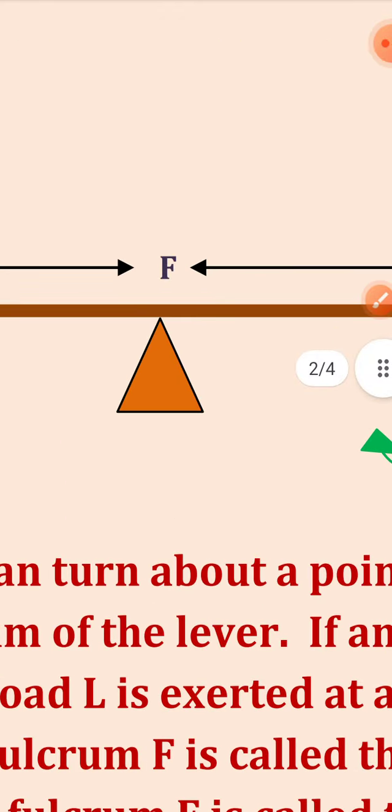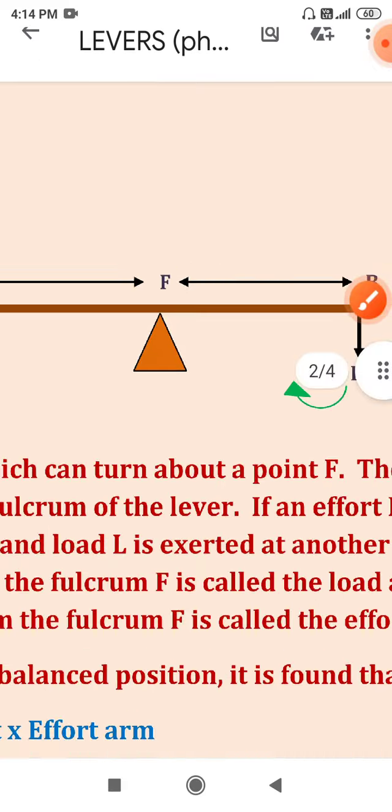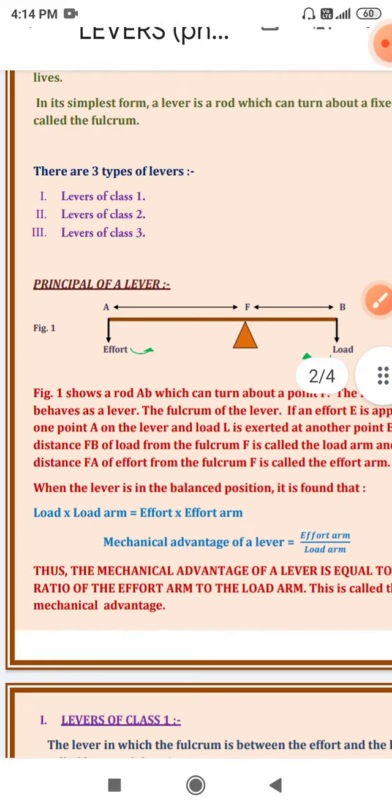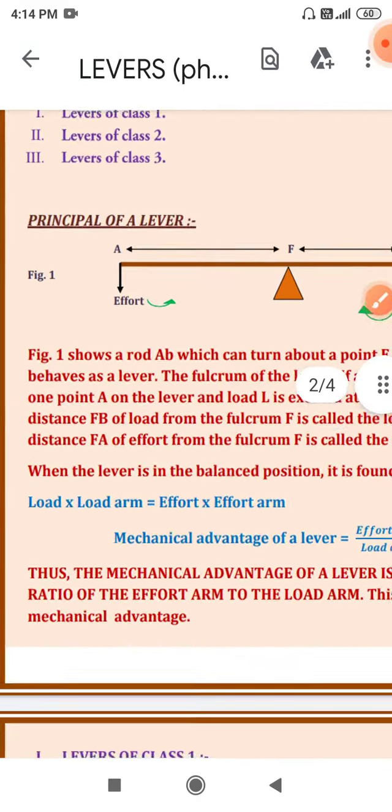Now if we take this point as a triangle, as over here I have drawn it as a triangle. It cannot be a square, because a triangle is more prominent over here. So this is the fulcrum, as F is given over here on top. F means fulcrum, it is given in its short form. Now let us come to the paragraph given over here.